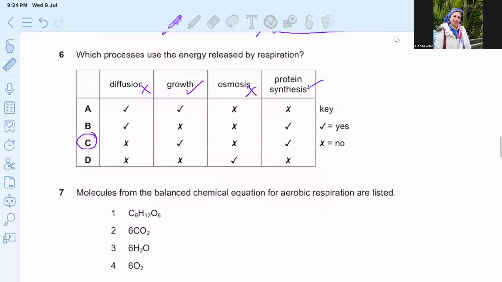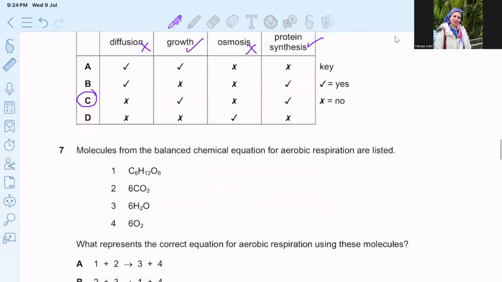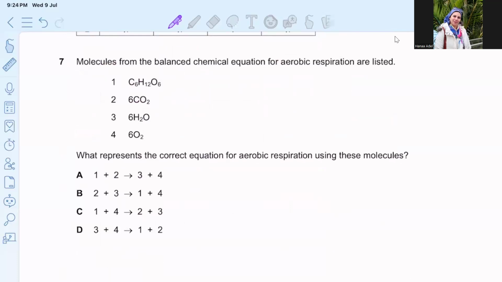Question 7. Molecules from a balanced chemical equation for aerobic respiration are listed. C6H12O6, which is glucose.